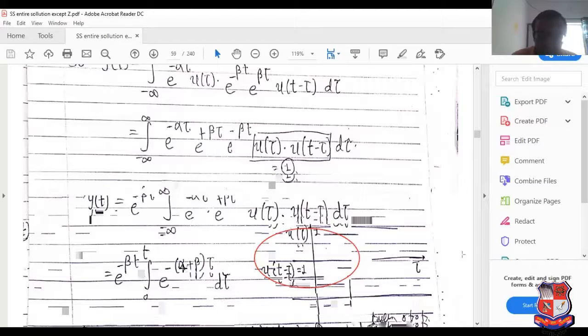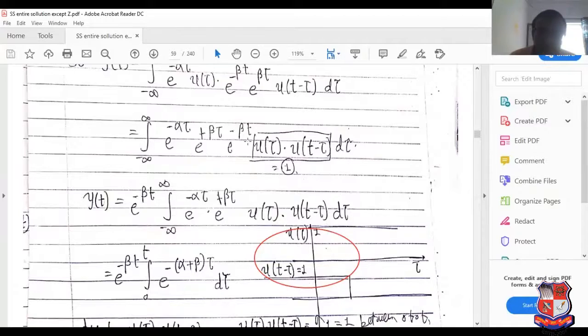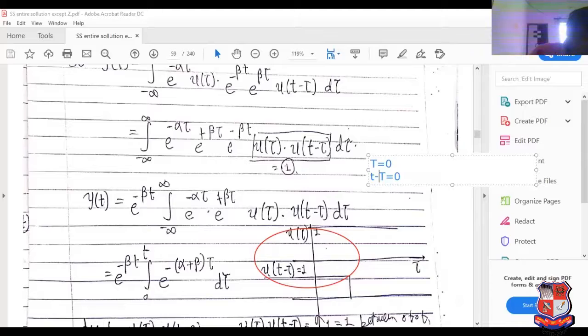Now u of tau into u of t minus tau. Now see, put here tau equal to capital T equal to 0. Put in the value of 0. So tau equals 0, and t minus capital T is always 0. So tau equals capital T. So that's why the integral is from 0 to t of e raised to minus (alpha plus beta) tau d tau.